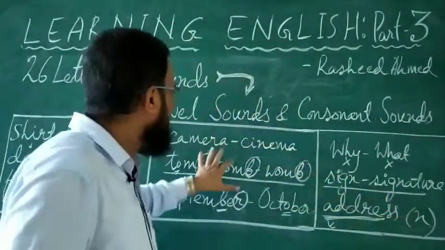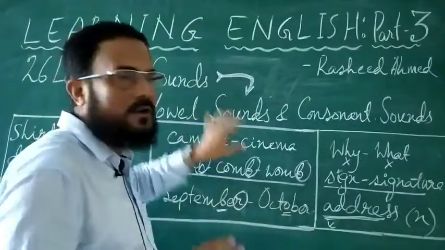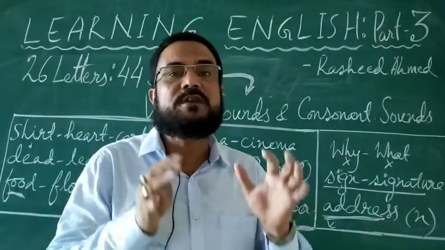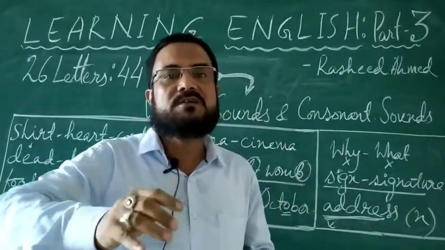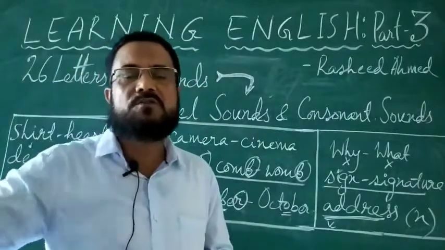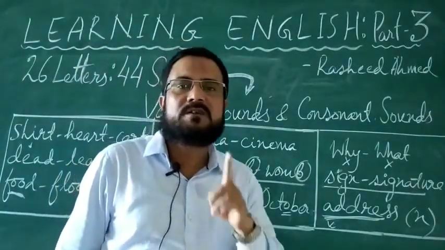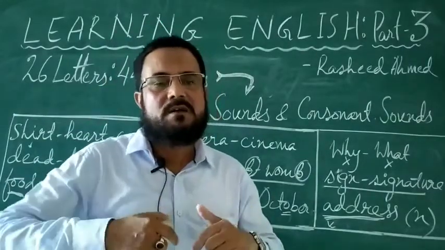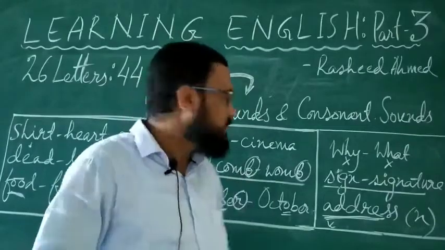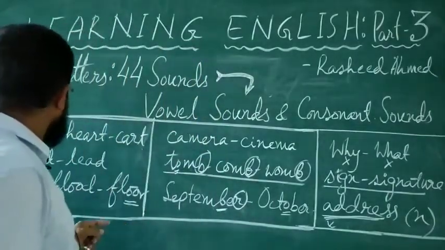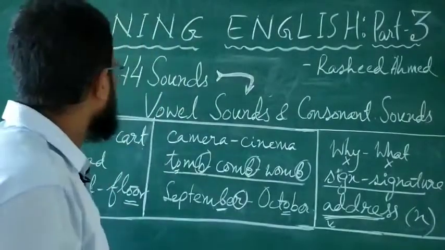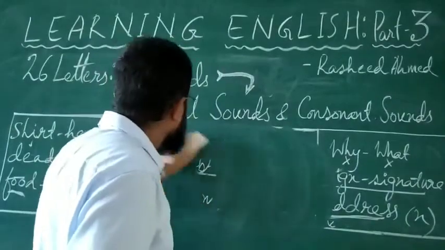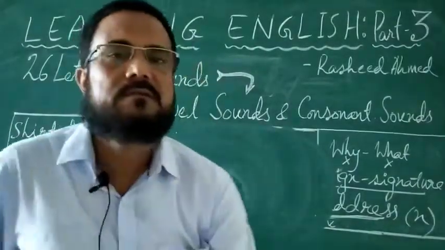So from this discussion we have got that in English there are 26 letters, but these 26 letters are used to produce as many as 44 sounds. 21 consonants represent 24 consonant sounds, and 5 vowels represent as many as 20 vowel sounds. Out of those 20 vowel sounds, 12 are pure vowels and 8 are diphthongs. What is a diphthong? I gave you an example earlier also. A diphthong is when two vowel sounds are brought together.